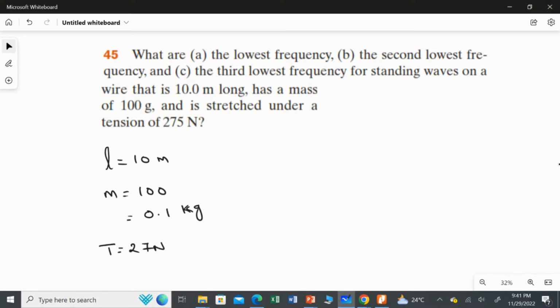The first question is the lowest frequency, the second is the second lowest frequency, and the third is the third lowest frequency. It's easy. The lowest frequency is nothing but n equal to 1. For the second, f2, n is equal to 2, and for the third, f3, n is equal to 3. So n equal to 1 is the lowest frequency, n equal to 2 is the second lowest frequency, and n equal to 3 is the third lowest frequency.